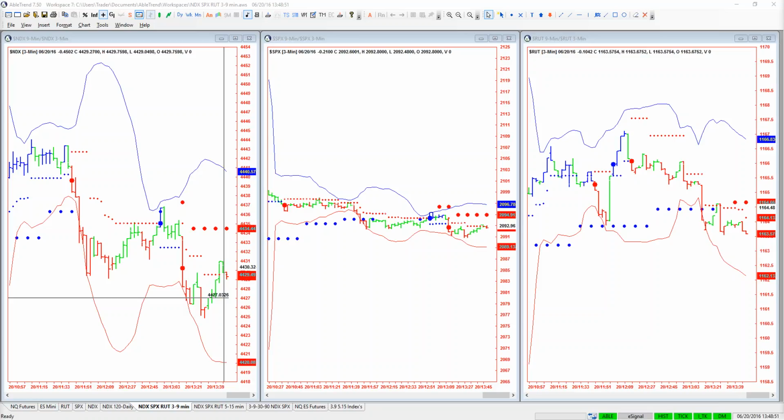So what I'm going to do now is pull you over to my screen, and I'm going to share with you what I view as the big picture perspective on these indexes on a bar chart.